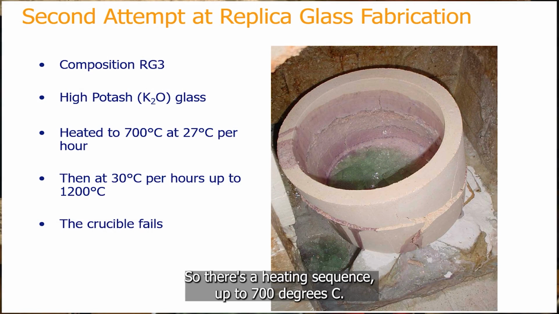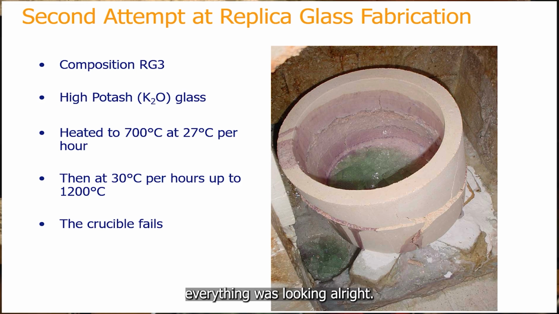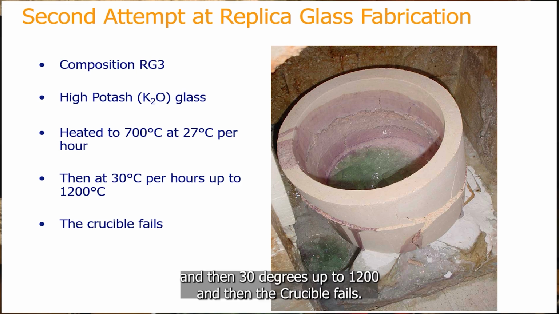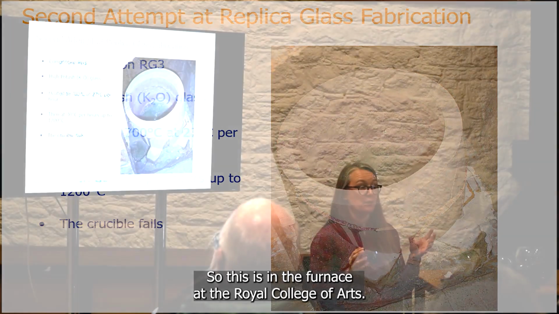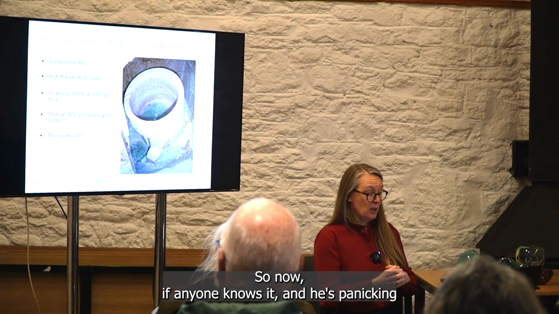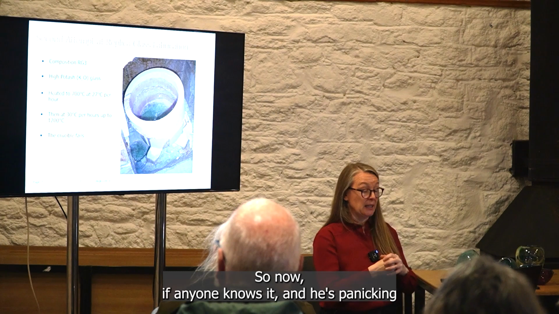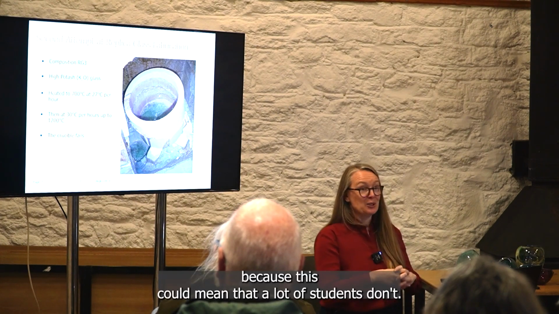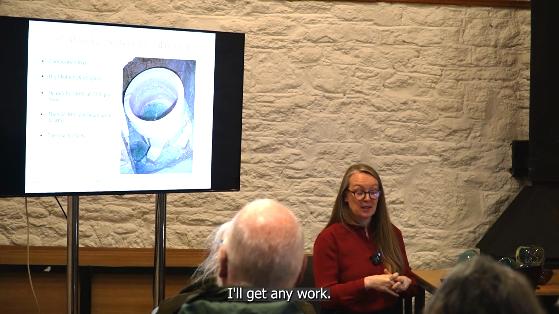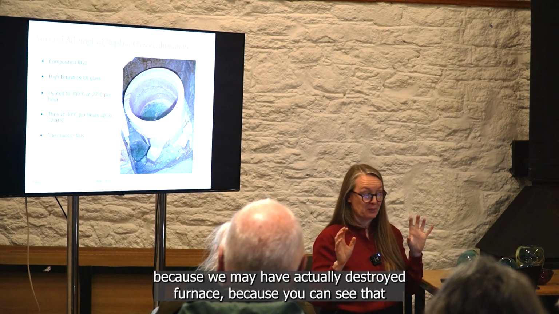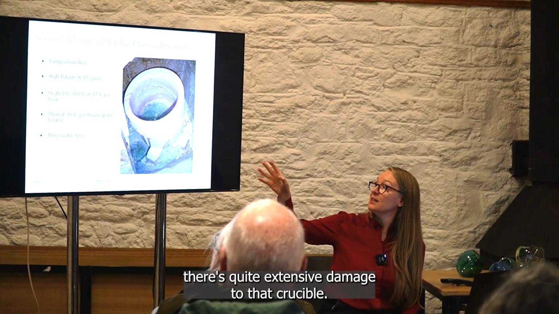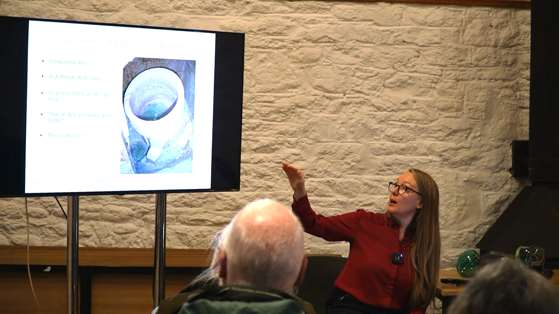There's the heating sequence, up to 700 degrees C, everything was looking all right, and then 30 degrees up to 1200, and then the crucible fails. This is in the furnace of the Royal College of Art. Now, if anybody knows Ian, he's panicking, because this could mean that a lot of students don't get any work done, because we may have actually destroyed a furnace, because you can see that there's quite extensive damage to that crucible.